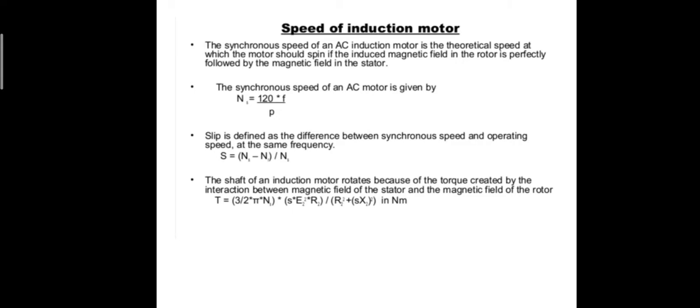Speed of an induction motor. Synchronous speed of an induction motor is when the induced magnetic field in the rotor is matched with the magnetic field in the stator. At that time, one speed is produced and the motor will rotate. That speed is called synchronous speed, and it can be theoretically calculated by using the formula ns equal to 120 into f by p. Slip is the ratio of relative speed to the synchronous speed.